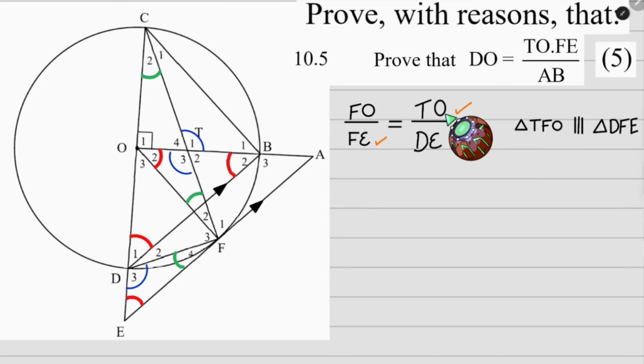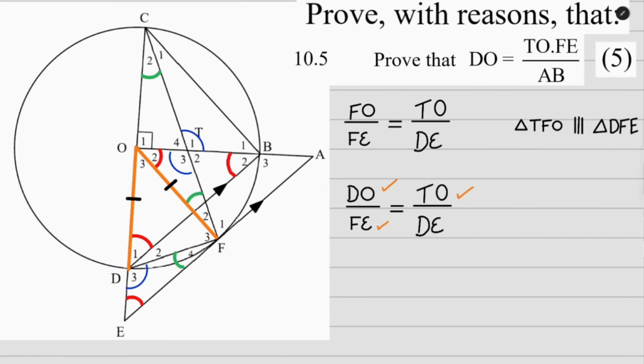And now I have 2 things that I want. I've got TO and I've got FE. Okay, but I don't want OF in the mix here. So let's go have a look at OF. Sneaky weasel alert, but okay, OF is a radius, OD is a radius, so I can change OF to OD. Okay, once that change has been made, then I've got 3 things that I want.